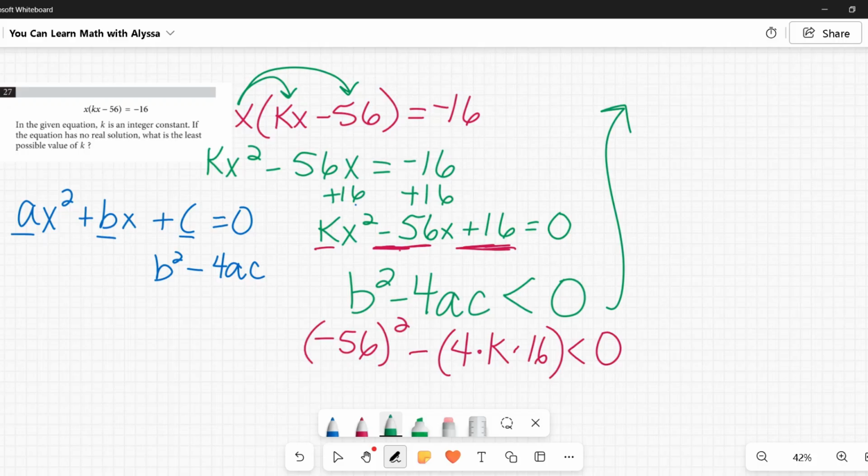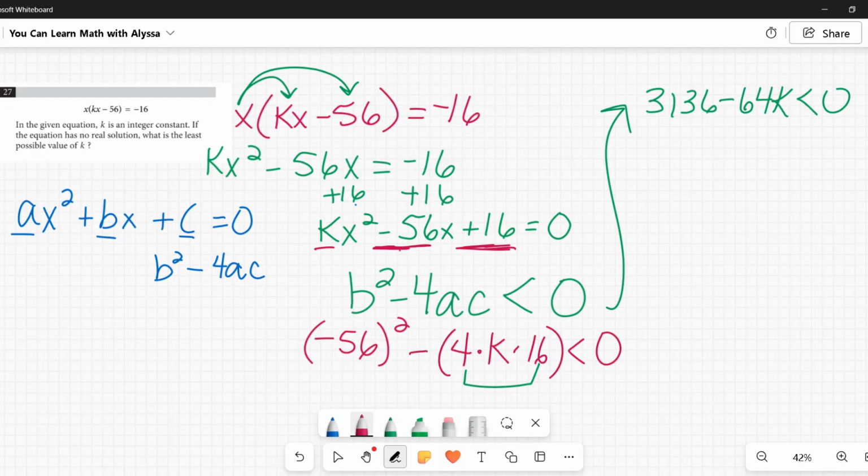So negative 56 squared, I wrote it down because, no, I can't do that one in my head, is 3,136 minus 4 times k times 16. I'll do 4 times 16 is 64, 64k, so minus 64k is less than 0. Now I have a pretty straightforward algebra problem that I can solve.